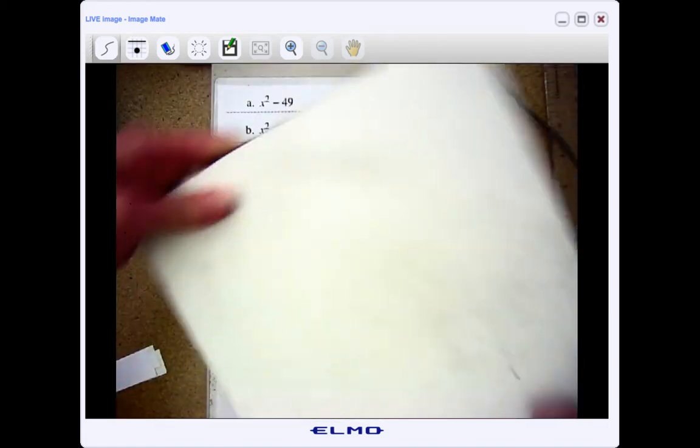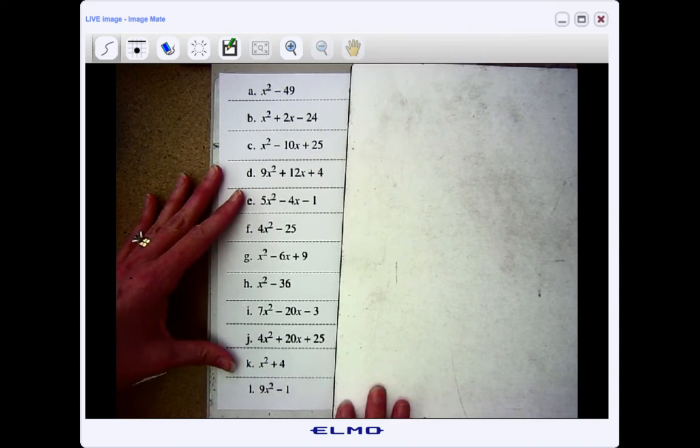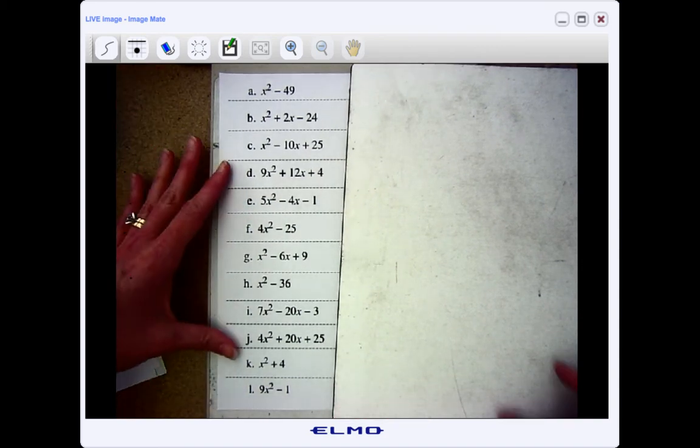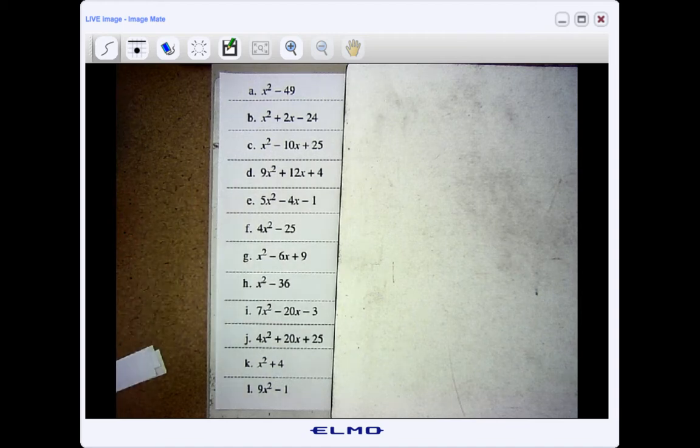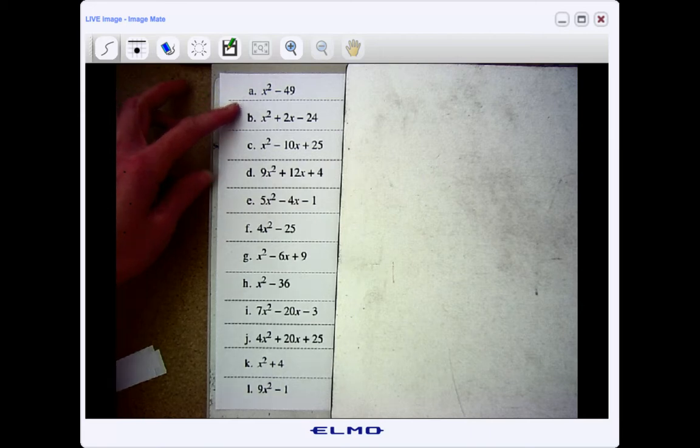So, the first thing I want you to do is, I attached this as a paper. You could either print it out if you have a printer at home, or if you don't, you could just write these different expressions on a sheet of paper or little note cards or something. What I'm going to ask you to do is try and factor these.